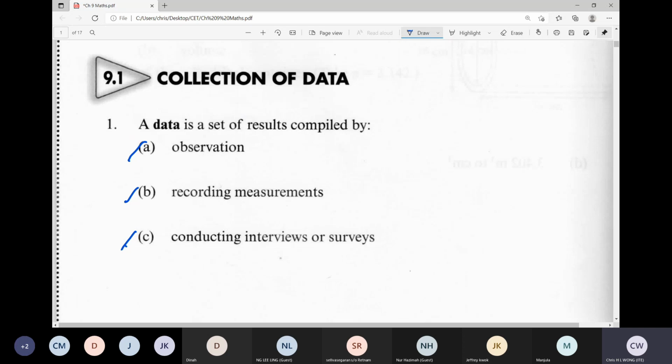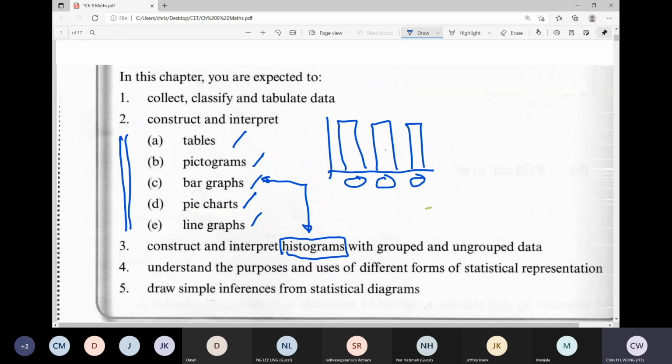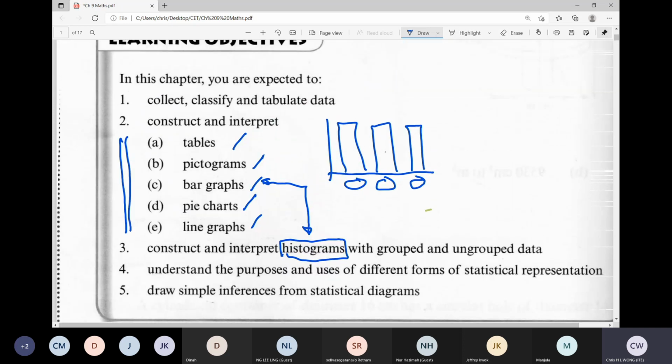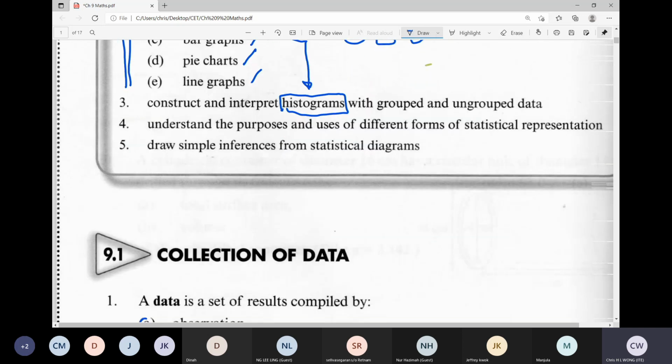After collecting data, people will draw a diagram to show the whole world how many people like Pantene shampoo, how many people like Dove shampoo, and so on, or Head and Shoulders. So these are the data that they collect and then put up as results using representation, either a bar chart, pie chart, or line chart, depending on what they want to show you.